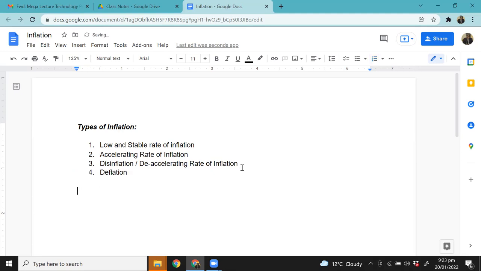Okay, now students, think about this. What about hyperinflation? Yes, sorry, my bad. Yes, correct. So hyperinflation. Okay, now students, think about this. So these are different types of inflation, and we'll talk about each one of these. So let's first talk about the very first one, which is low and stable rate of inflation.